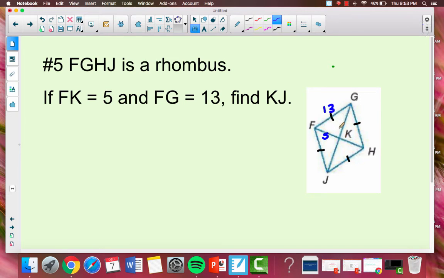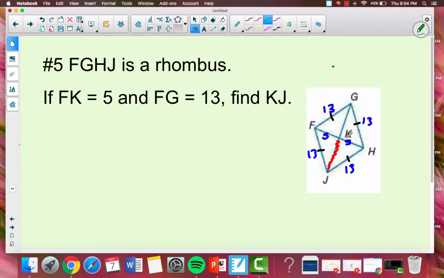So keep in mind that we know that if this is 13, every single side is 13. I'm just labeling what I know. And we still know that diagonals bisect each other. So if we know FK is 5, that means that KH is also 5. So I'm going to label this here. And they want us to find from K to J.